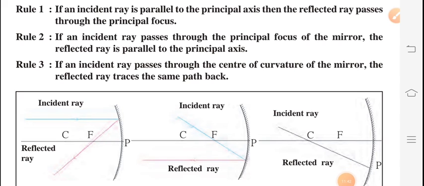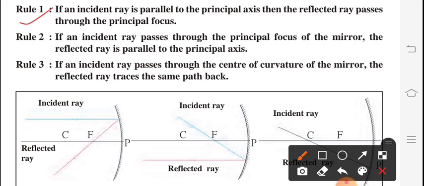Whenever we are going to draw a ray diagram of any spherical mirror, we have to follow a few rules for incident ray and reflected ray. So rule number 1 is, if an incident ray is parallel to the principal axis, then the reflected ray passes through the principal focus. Suppose in diagram 1 you can observe a spherical mirror is over here. This blue line is the incident ray. Whenever the incident ray is parallel to the principal axis, the reflected ray passes through the principal focus. So the principal focus is in between the center and the pole.